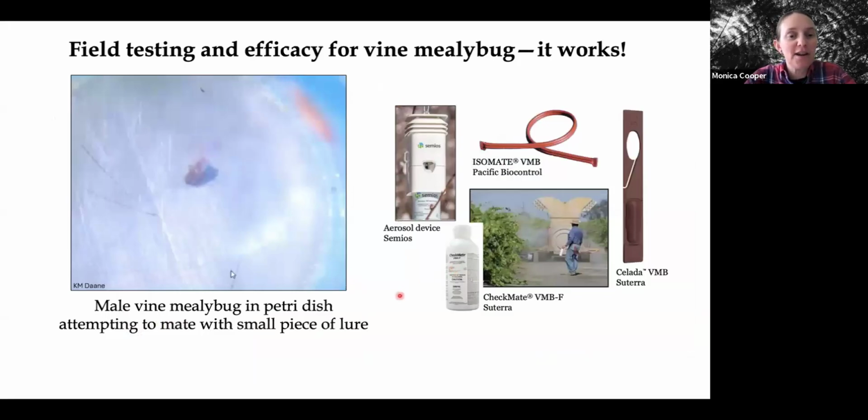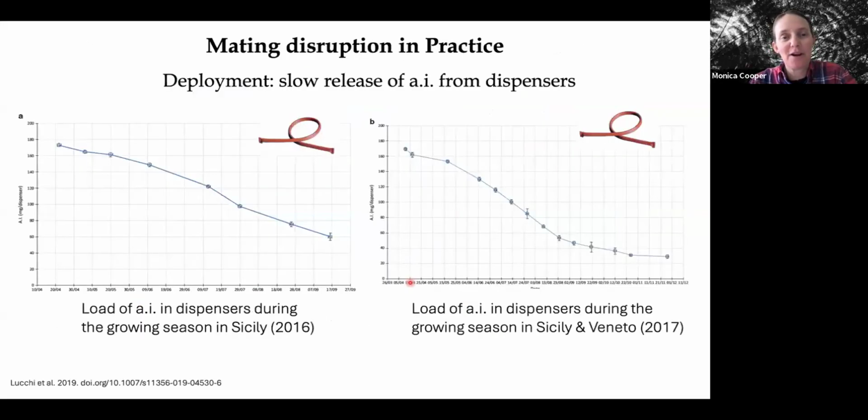If you're still questioning whether or not that pheromone is attractive to the males, Kent filmed this video here. Hopefully you can see it. This is a male mealybug in a petri dish. And that gray thing you're seeing is in fact not a mealybug female. It is a piece of the lure, which is what we use in the traps. So the male mealybug is trying to mate with that piece of the lure. So it is in fact the chemical that we use in the synthetic version is quite attractive to the males.